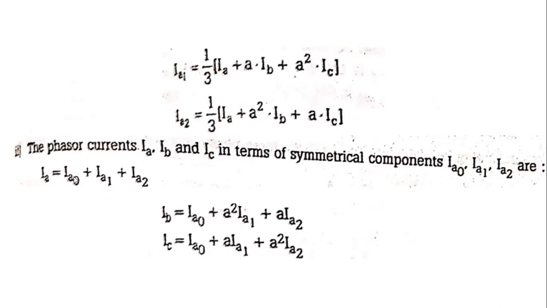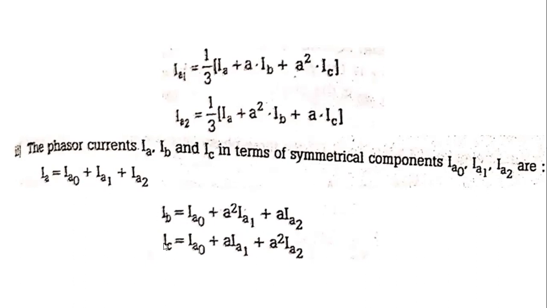IA equals IA0 plus IA1 plus IA2. This is the phase A current: zero sequence current, positive sequence current, and negative sequence current. Similarly, we write the phasor current at phase B, that is IB equals IA0 plus a squared IA1 plus a IA2, where a is equal to alpha. So alpha squared IA1, alpha IA2. This is the phase current at phase B.